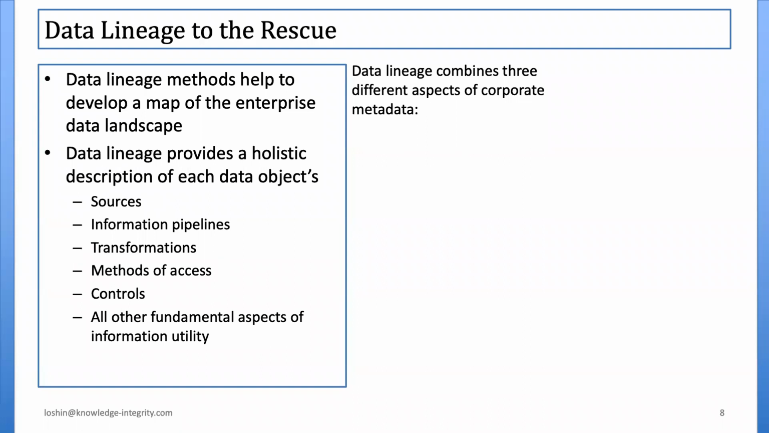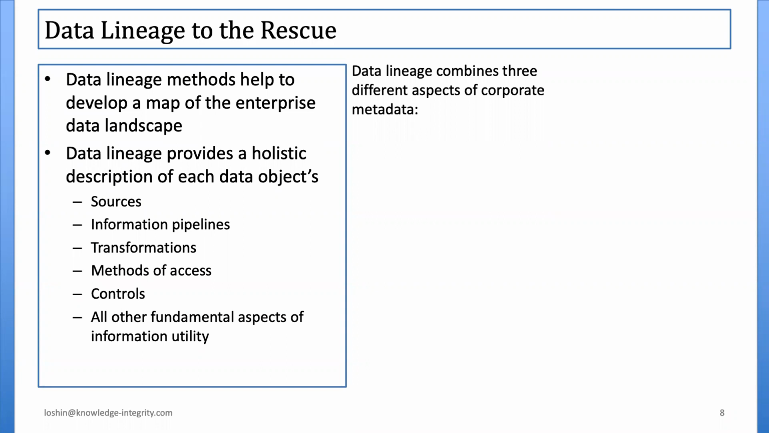These methods help map out the landscape and provide a holistic description of each data object that exists within the organization that is being used as a source at some point for any of the downstream consumers' artifacts. So the data object sources, the pipelines through which data flows, the transformations applied to data elements or combinations of data elements along the way, the methods of access of those data objects and the data elements within them, the controls that are imposed, and basically any other fundamental aspect of information use or information utility.